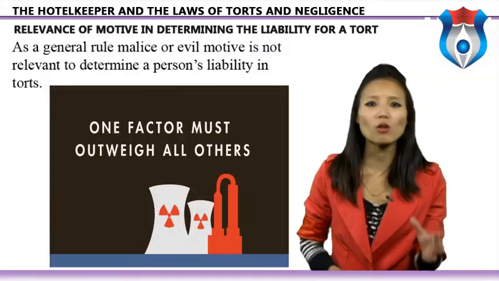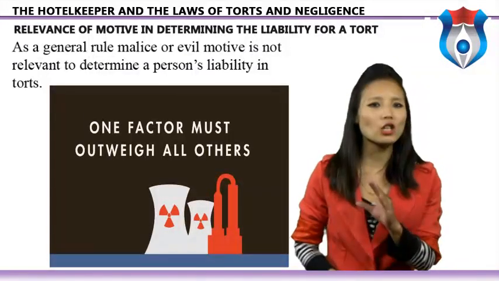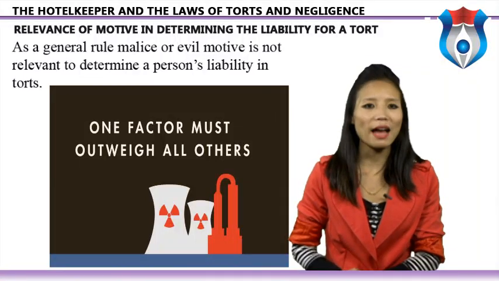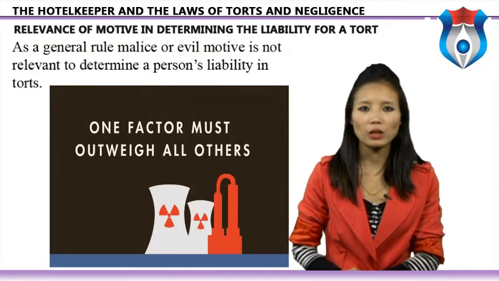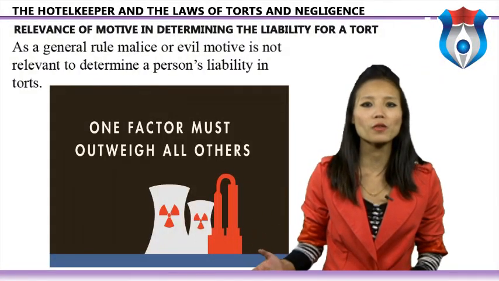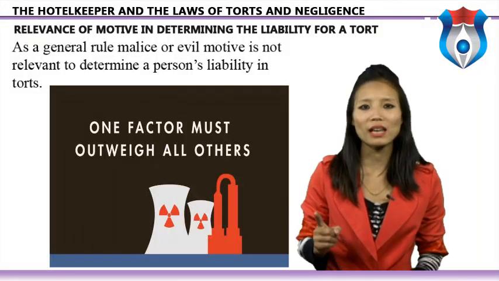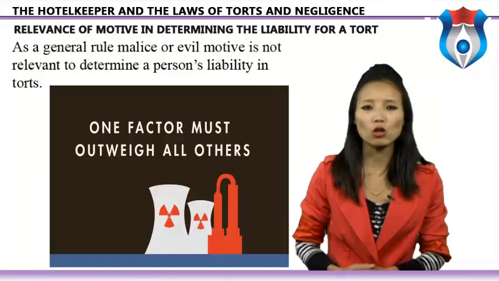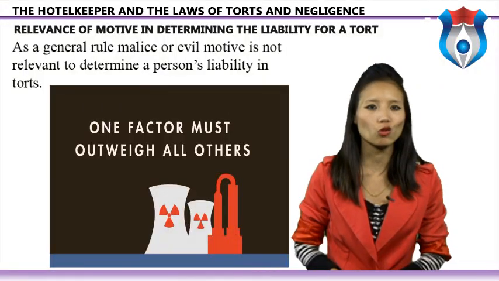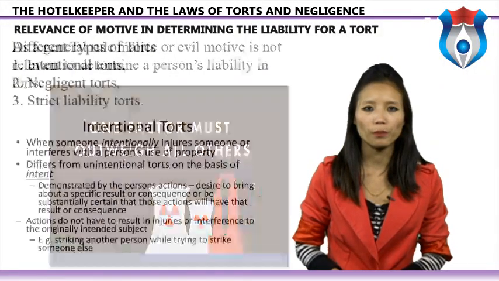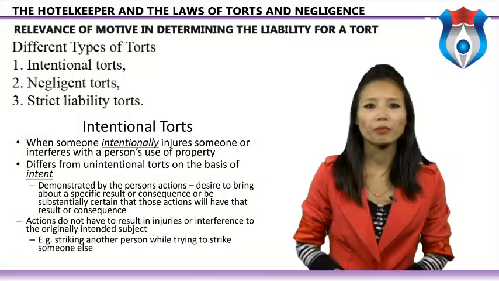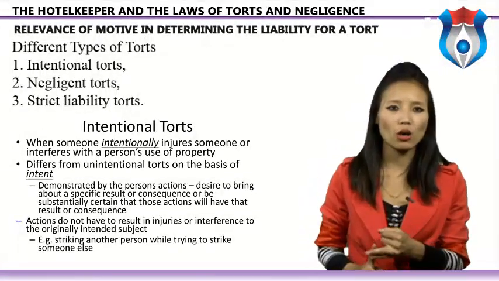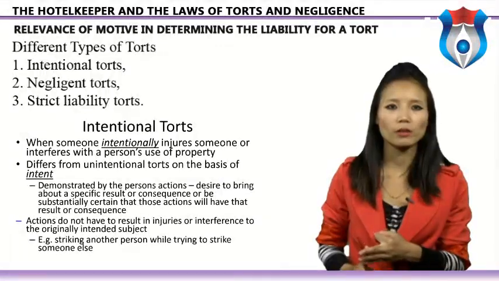Generally, motive is irrelevant in tort. A person cannot be liable in tort on the ground of evil motive or bad motive if the act itself is not unlawful. Evil motive or malice on the part of the defendant is one of the essential elements to be proved by the plaintiff in respect of torts, namely deceit, conspiracy, malicious prosecution, and injurious falsehood. Different types of torts. There are three kinds of torts: intentional torts, negligent torts, and strict liability torts.